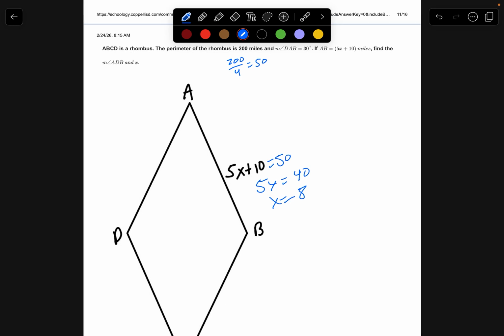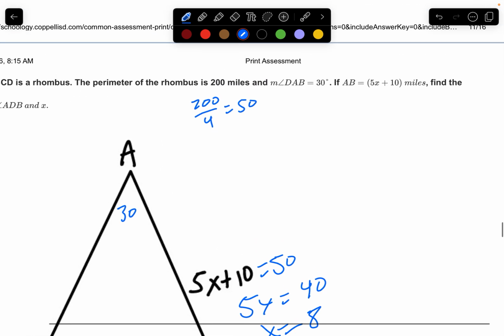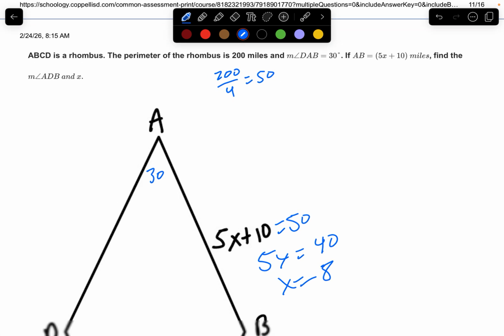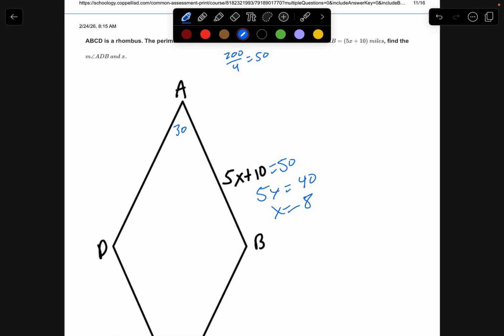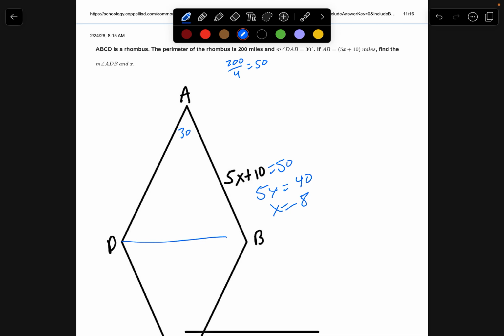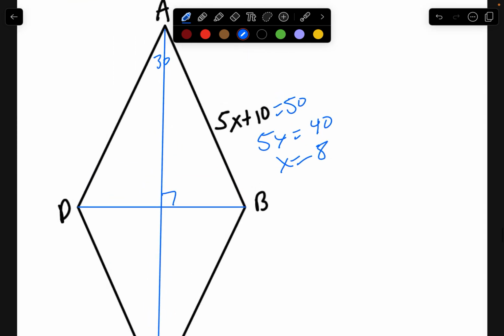Angle DAB is 30. Oh, I like 30s. I know you do too. If AB is 5x plus 10, find the measure of ADB. So I'm going to draw my diagonals and x. Guys, are we pretty much already done? This might not be. Okay, well, I won't say anything.